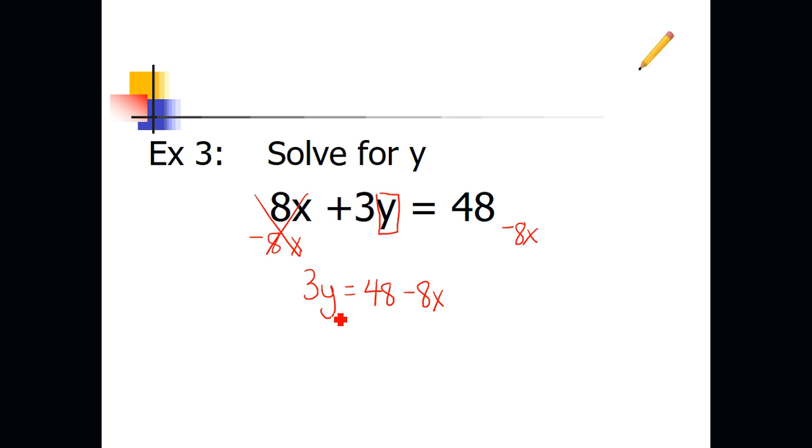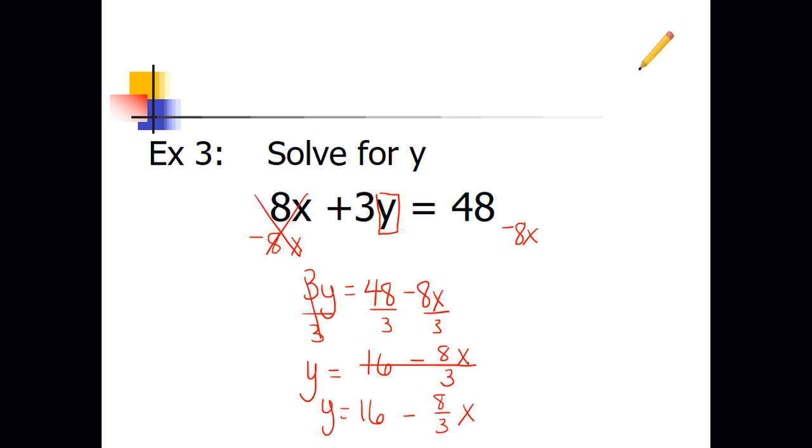Now there's a 3 in front of the y still, so let's go ahead and divide by 3. You have to divide the whole other side by 3. Here we go. 48 divided by 3 is 16. Now 8 divided by 3 isn't that nice, right? So we'll just leave it as 8/3, and you can put the x on top, or you can also write it as 16 minus 8/3 x, like so. The x can be just next to the fraction rather than on top of that fraction.